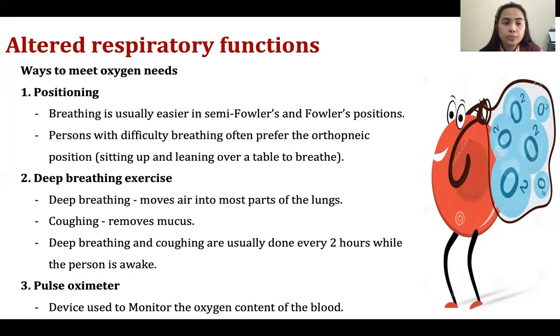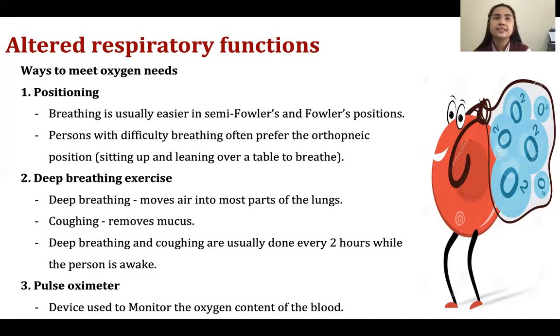Breathing is usually easier if you position the patient into semi-Fowler's position, Fowler's position, or high Fowler's position. Persons with difficulty breathing often prefer orthopneic position. Orthopneic is the one with the pillow like this.